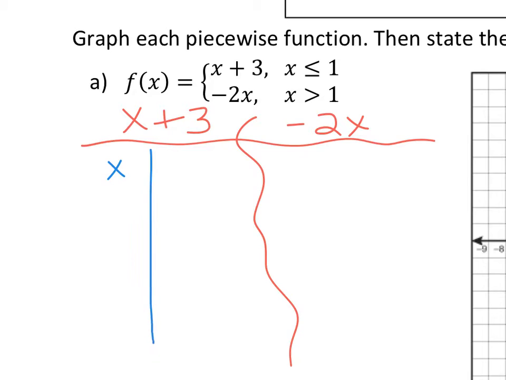So let's draw a table. I want x values less than or equal to 1. So 1, 0, negative 1, negative 2. Because I have less than or equal to, I know that this has to be a closed circle. So I'm just going to write myself a little notation here and tell myself that this is closed.